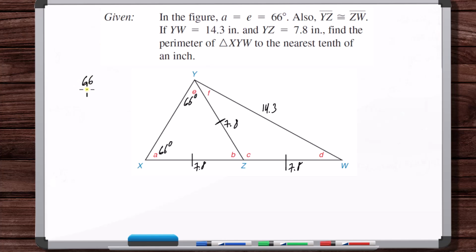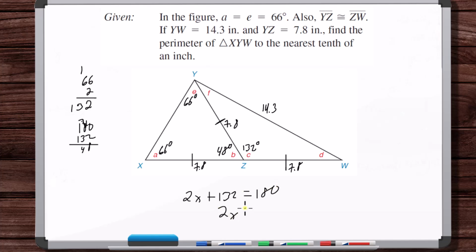Let's see. What is 66 times 2? 132. So what is 180 minus 132? 48. So this is 48 and this is 132. Now this is isosceles, so F is congruent to D. So 2x plus 132 is equal to 180, so 2x is equal to 48, so x is equal to 24. So this is 24, and this is 24. Now, what is 66 plus 24? 90. So this is a right angle.